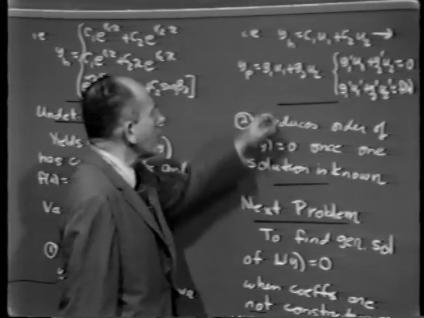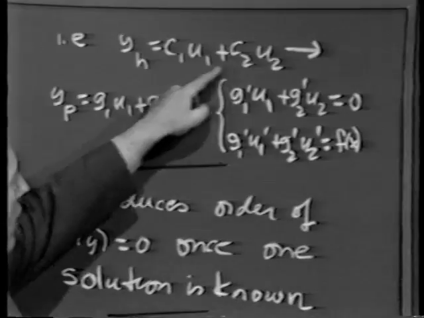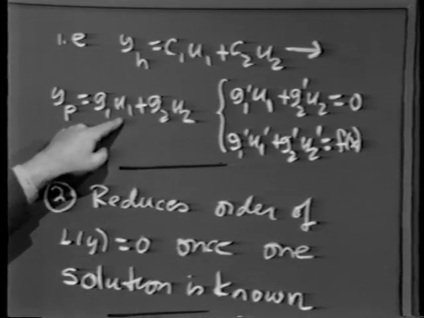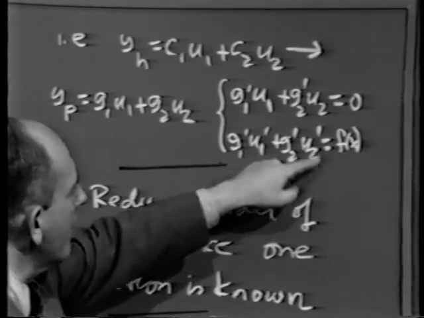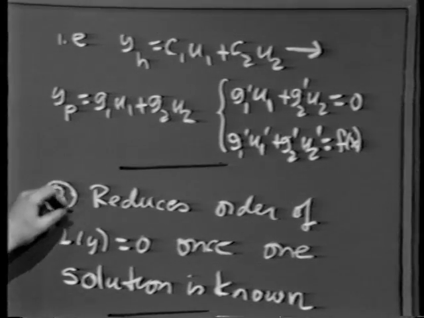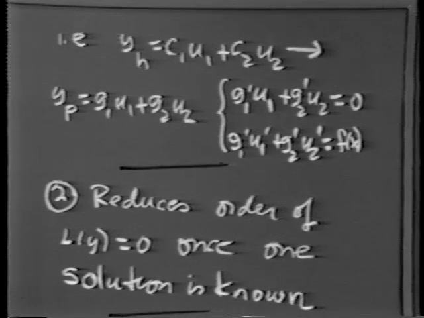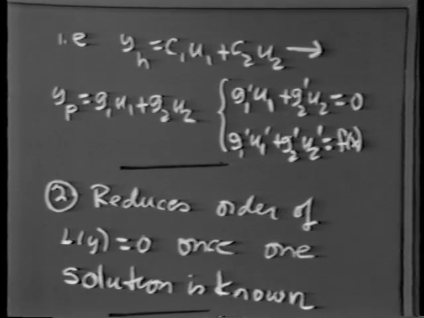And in fact, once we know y sub h, say y sub h is c1 u1 plus c2 u2, then y sub p is g1 u1 plus g2 u2, where g1 prime and g2 prime satisfy this pair of equations. The other important thing about variation of parameters was that it reduces the order of L of y equals 0 once one solution of the equation is known. And that, you see, completes our summary.